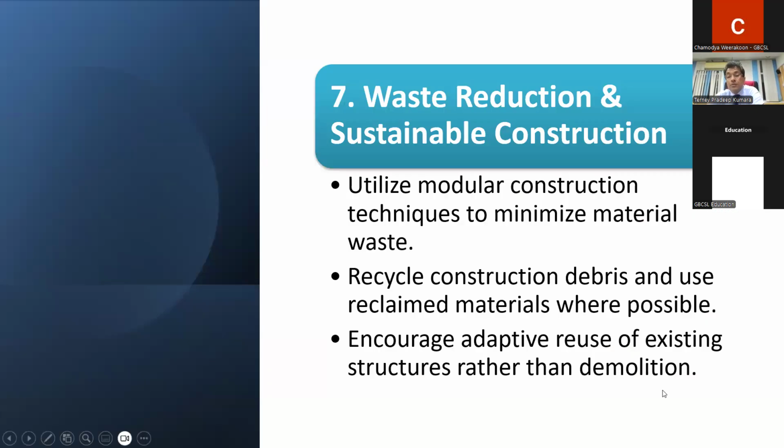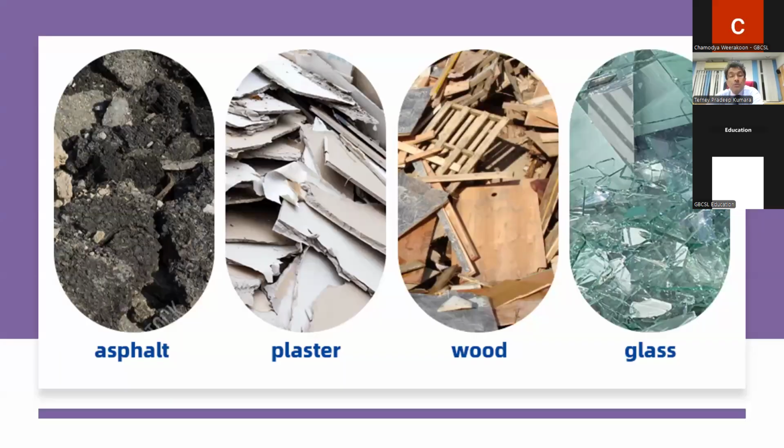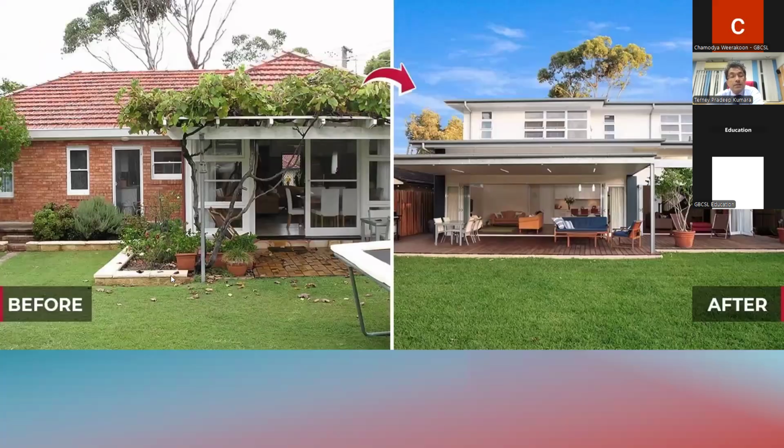And waste reduction from your establishments. Utilize modular construction techniques, recycle construction debris, and use reclaimed materials where possible. Encourage adaptive reuse of existing structures rather than demolition. Look at this. It's modular construction, right? This is the latest and very highly efficient way of building. So that will reduce your construction waste generation. If you have construction waste, reuse it in whatever way possible, and without demolishing everything, renovate. Go to renovation. There's before and after.